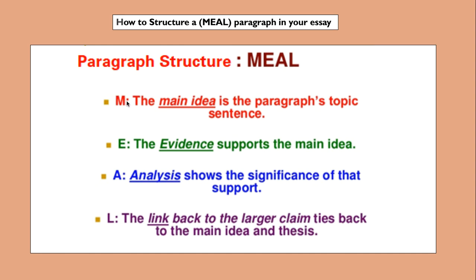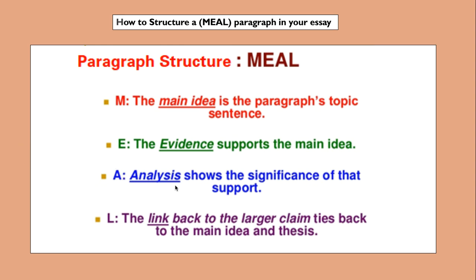Okay, so in essence, this sort of paragraph structure deals with an acronym, MEAL, referring to M, the main idea. The meaning is basically the topic sentence, the main point of your paragraph. The E is the evidence that you will use to support this main idea. So any sort of citation from a source, theory, or quotes, paraphrases from another person's work.